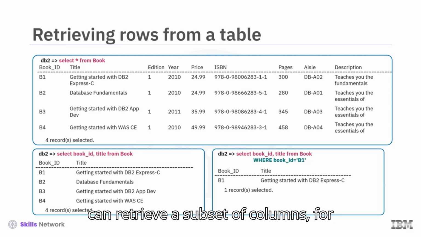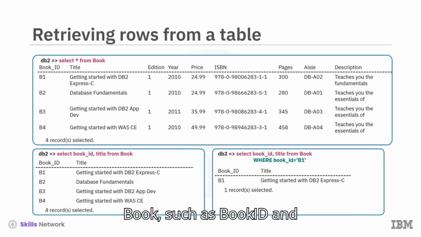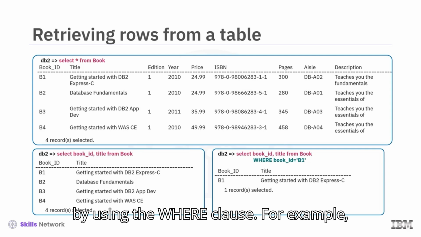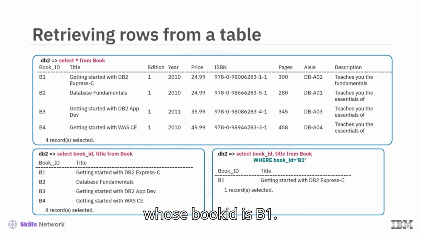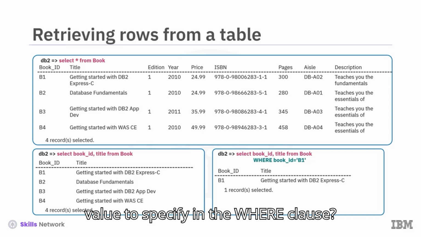Or you can retrieve a subset of columns, for example, just 2 columns from the table book, such as book_ID and title. Or you can restrict the result set by using the where clause. For example, you can select the title of the book whose book_ID is B1. But what if we don't know exactly what value to specify in the where clause?